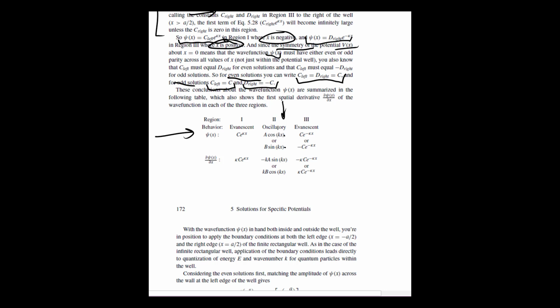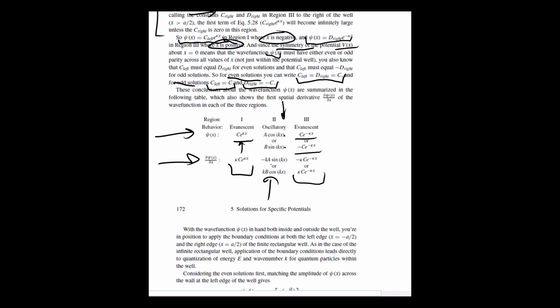But in regions 1 and 3 outside the well, in the even case, we have c e to the kappa x and c e to the minus kappa x, and in the odd case, c e to the kappa x and minus c e to the minus kappa x. Notice that in the same table, I've also shown the partial derivative of psi with respect to x. That's given by this in the left evanescent region, given by this in the right evanescent region. And when you take the derivative of the oscillatory, the cosine becomes a minus sine, brings a k out. The sine becomes a cosine, and it brings a k out as well.